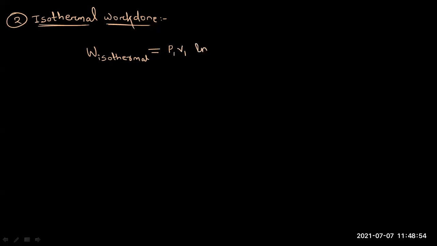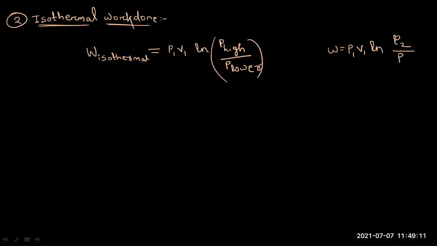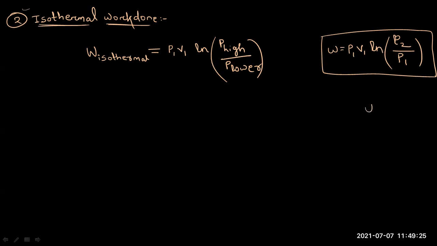P1 V1 ln P higher by P lower. Okay, so this kind of formula I think you have studied in thermodynamics. P1 V1 ln P2 by P1. In heat also, this isothermal work done formula I have given. Unit 3 notes I have uploaded in the group. Once you open these unit 3 notes, in that you will get the isothermal work done formula.